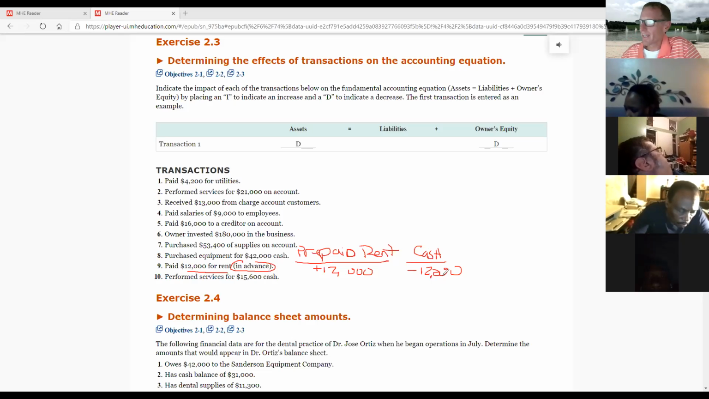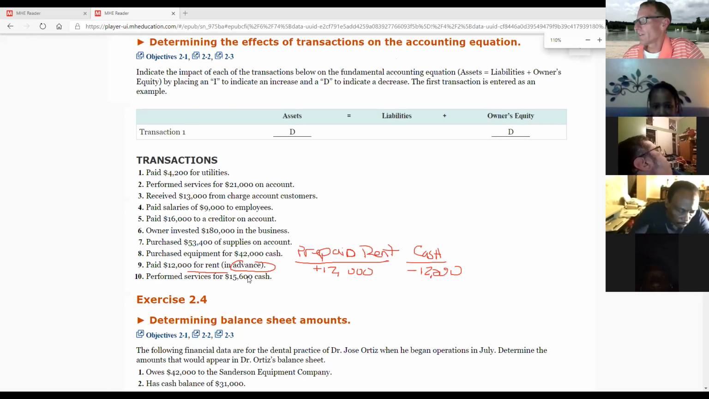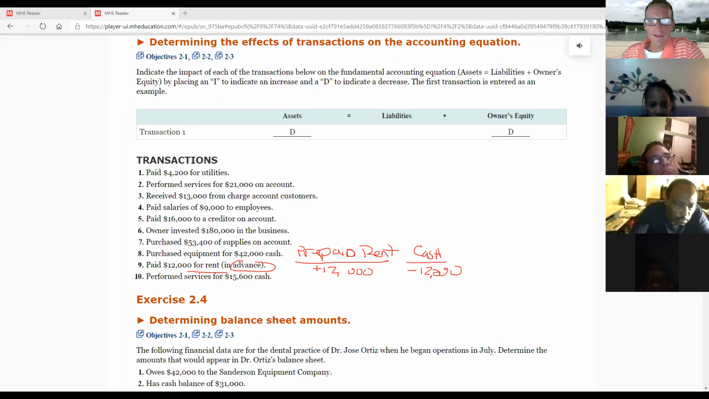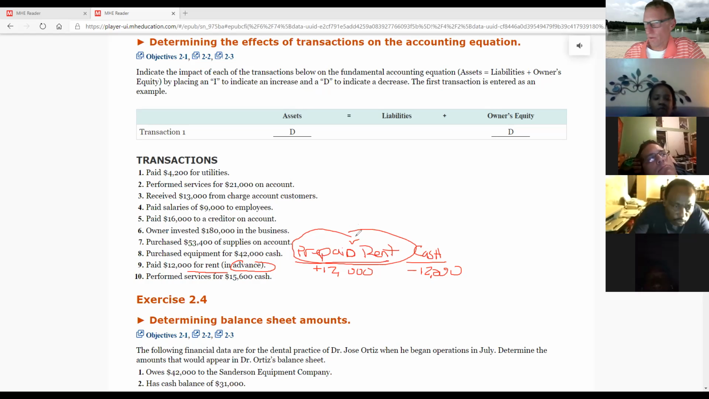Not that I want to get into this discussion just yet, but guys, eventually this prepaid rent will become an expense. And we'll deal with that concept later on. What we're going to do is what they call an adjustment, where once we've used up that rent, we have to convert that into an expense. And we will cover that concept in chapter 5, believe it or not. It's not until chapter 5, but for now, you still need to know where it goes. For now, we're going to put that under this category called prepaid rent, which is an asset.